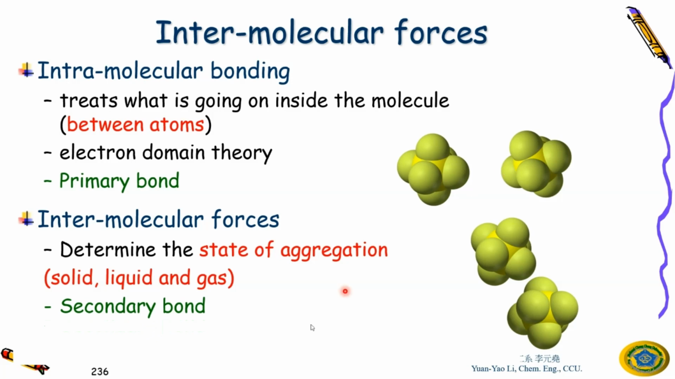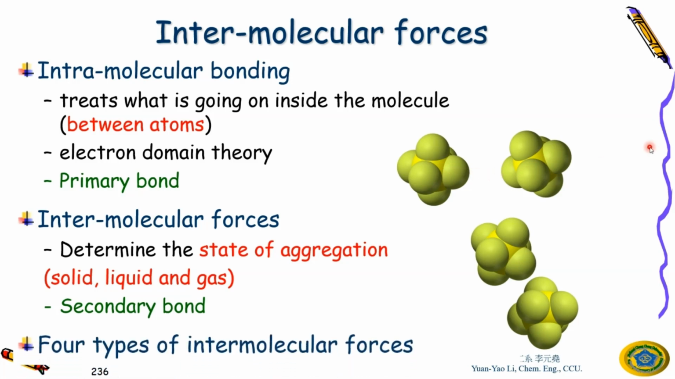And this is what we call secondary bond. So primary bond, secondary bond. There are four types of intermolecular forces between these bonds.